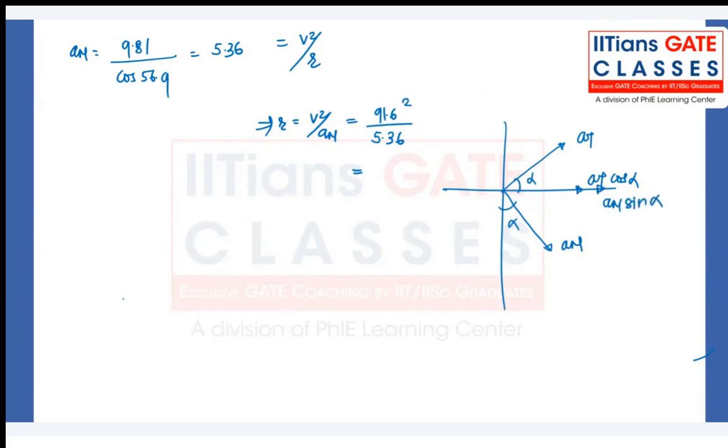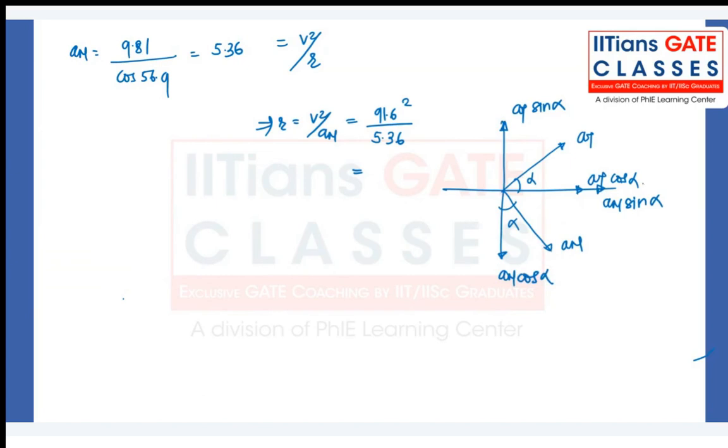Okay. And two components vertically. Yes, it is AT sine of alpha, and here, sorry, AN cos of alpha. Yeah, I think this is right.